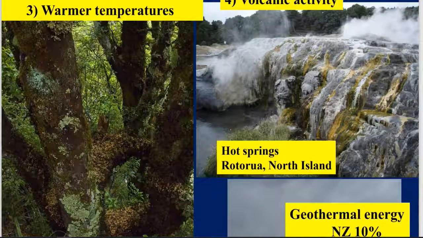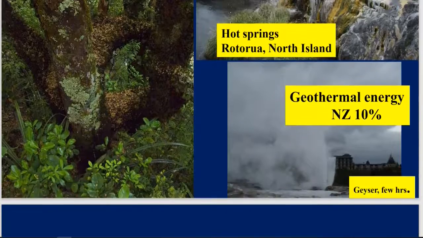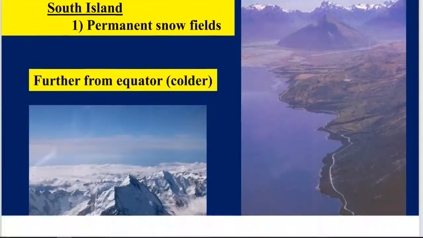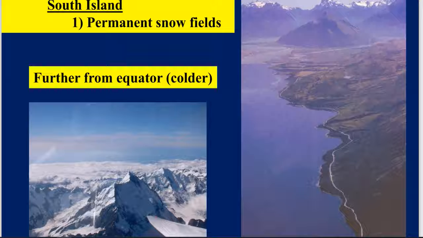They have warmer temperatures. There's volcanic activity up there. These are the hot springs on the North Island. They get geothermal energy from those hot springs. South Island has permanent snowfields.